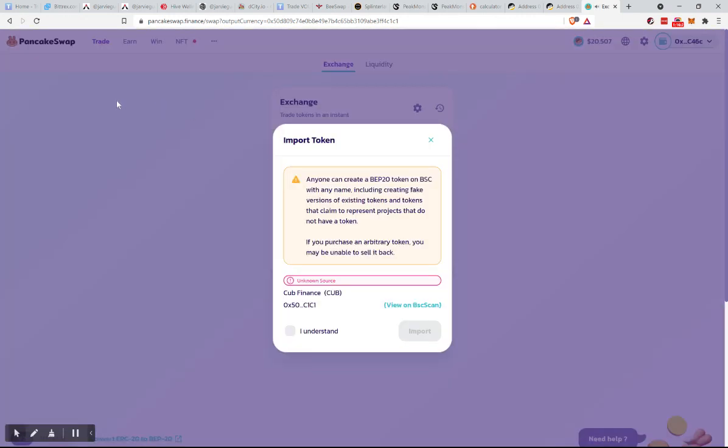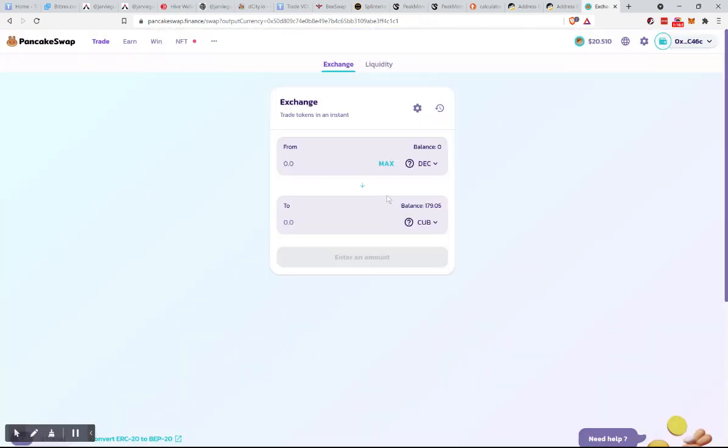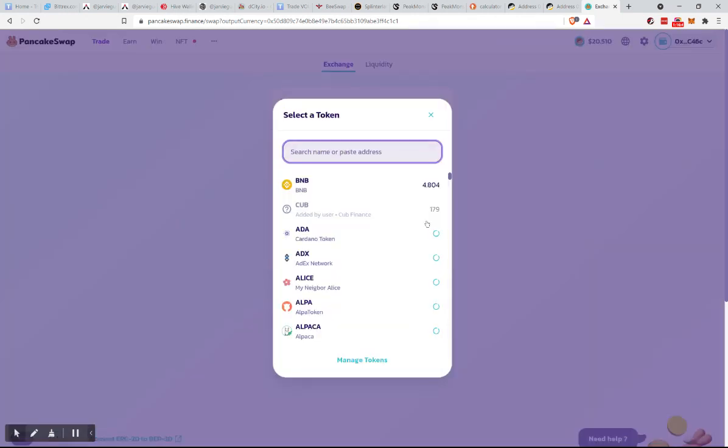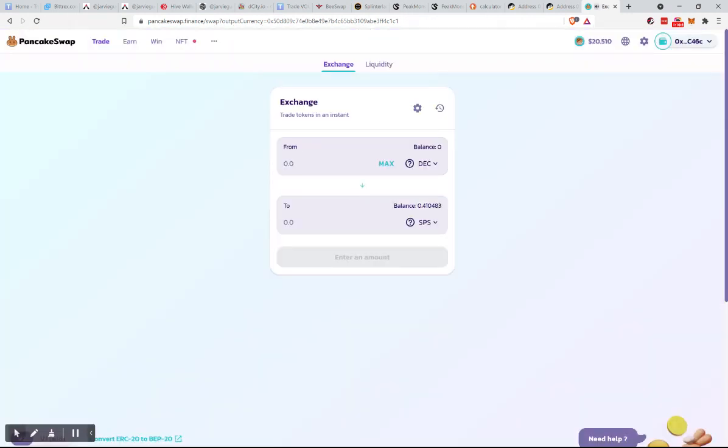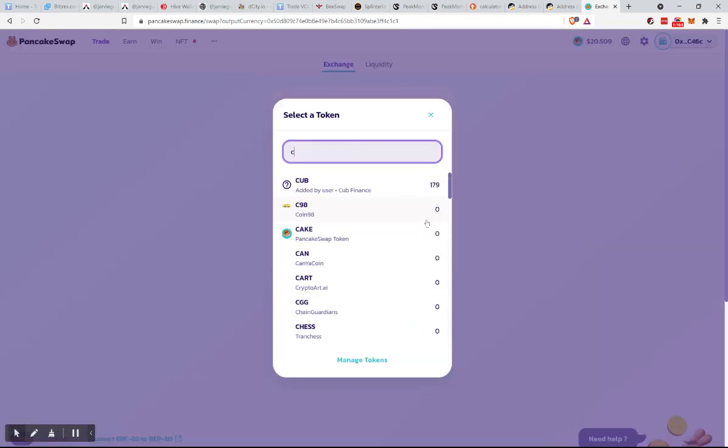Oh, they just took us straight to PancakeSwap. That's weird. Did we mean to go there? Yeah, I understand. They don't have their own interface for exchange. Why build it when another one exists? Yep. And then we're going to go to SPS. But no, tell me what we're exchanging it for. Our list says Cub. Cub. Okay.